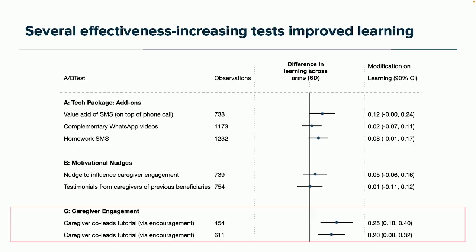You can see some of these are on the edge of statistical significance. And so for some of these where the cost is really low, like sending an SMS, then you adopt that anyway, even if it's not statistically significant.